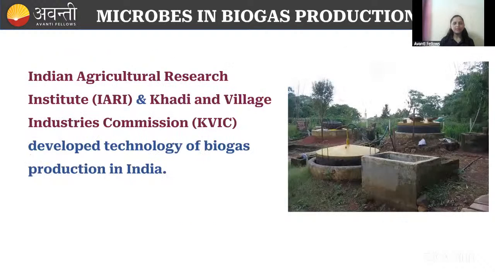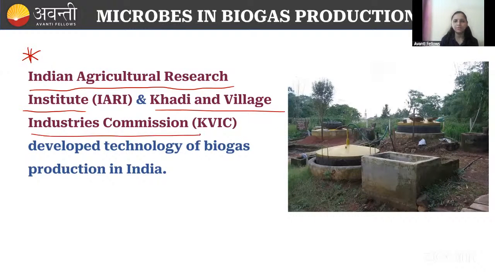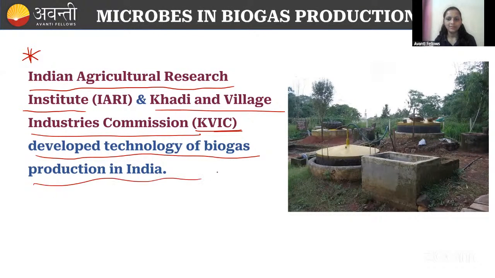Okay. And here you have to remember the Indian Agricultural Research Institute. It is very, very important. The Indian Agricultural Research Institute, that is called IARI, and the Khadi Village Industries Commission, that is KVIC, developed the technology of biogas production in India. Okay, biogas production in India was developed by IARI and KVIC. Kindly remember this, it is very, very important.